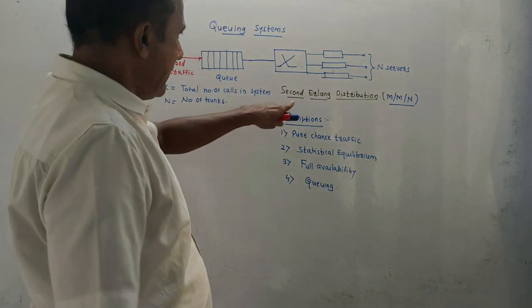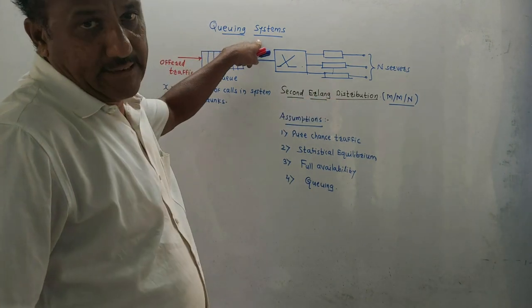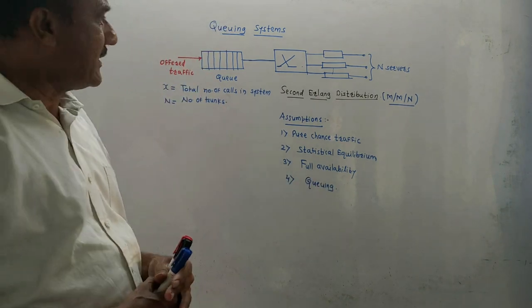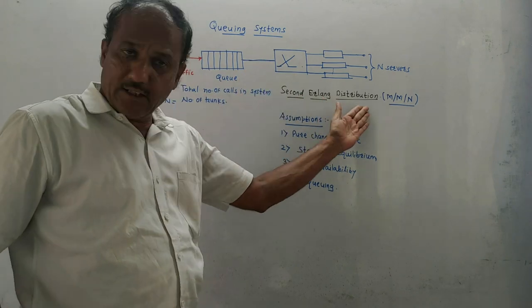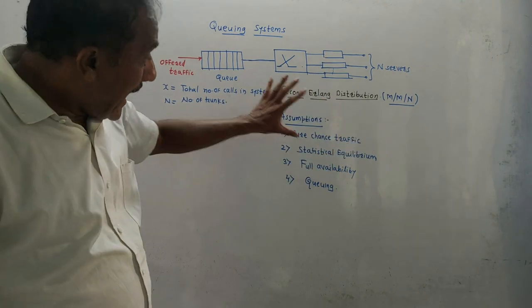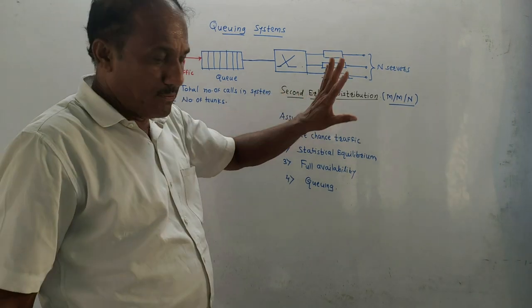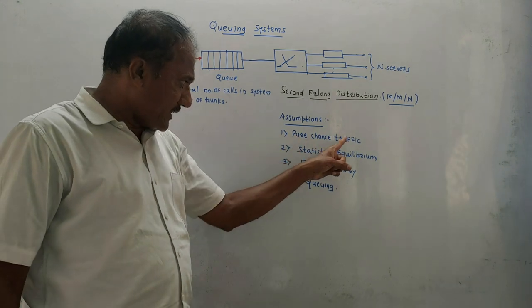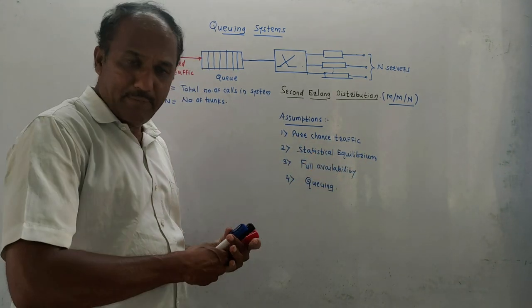Next part is second Erlang distribution, which requires queuing systems. From the exam point of view, you can expect the question like this, a short note on queuing systems or explanation of second Erlang distributions or assumptions made for second Erlang distribution. So this is the list of assumptions. First assumption is pure chance traffic, second statistical equilibrium, third full availability.